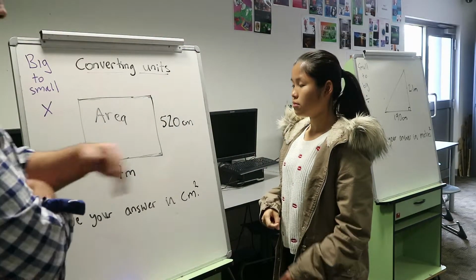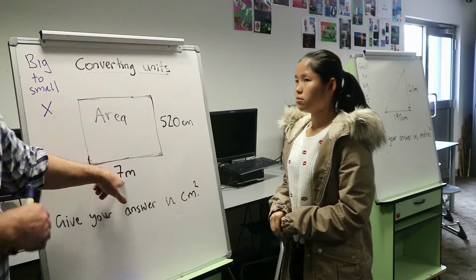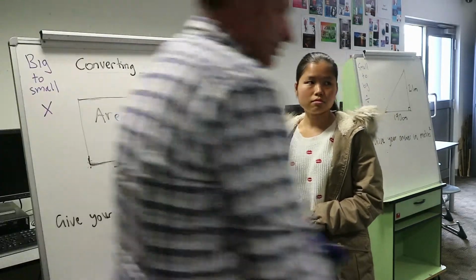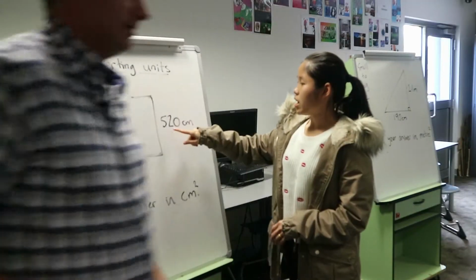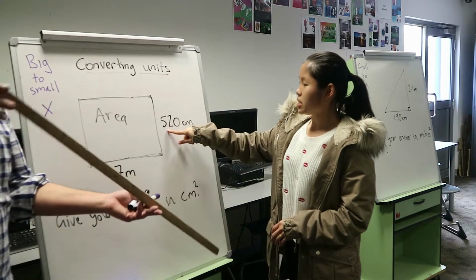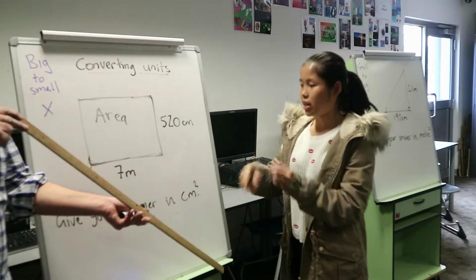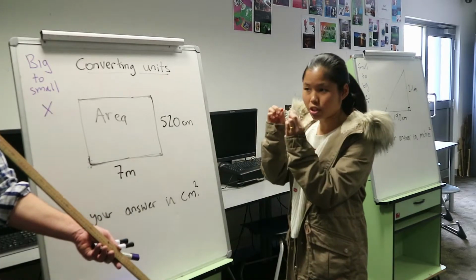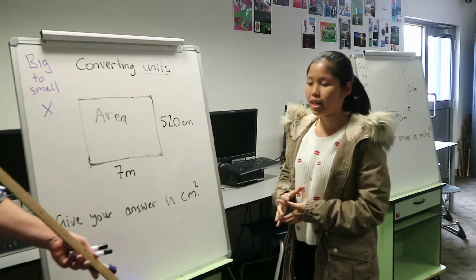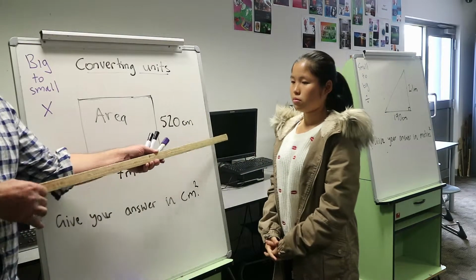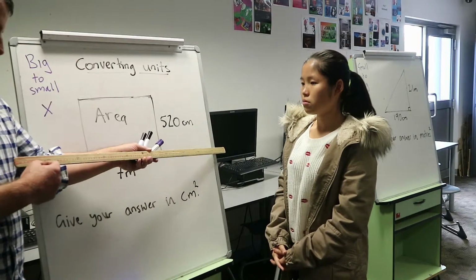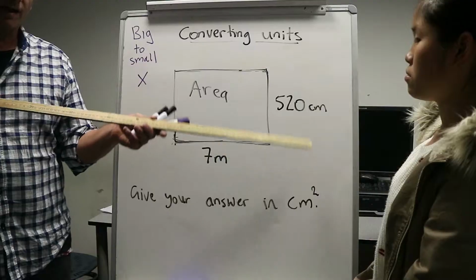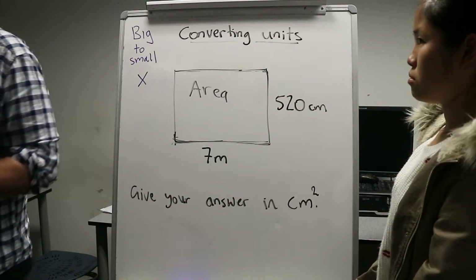How many centimetres in a metre? Remember our metre ruler? How many little centimetres were in there? There's 100 centimetres to a metre.